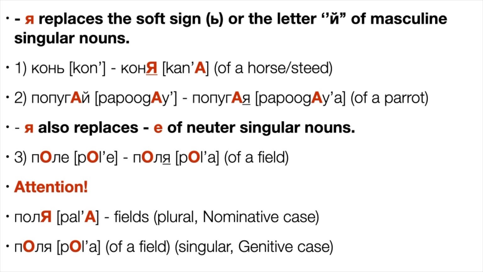The ending я replaces the soft sign or the letter й of masculine singular nouns. For example, number 1, конь, коня. Number 2, попугай, попугая. The letter я also replaces е of neuter singular nouns. For example, number 3, поле, поля. But be attentive with the word поля. When the last syllable is stressed, it's a plural form in the nominative case. Поля. When the first syllable is stressed, поля. It's a singular form in the genitive case.